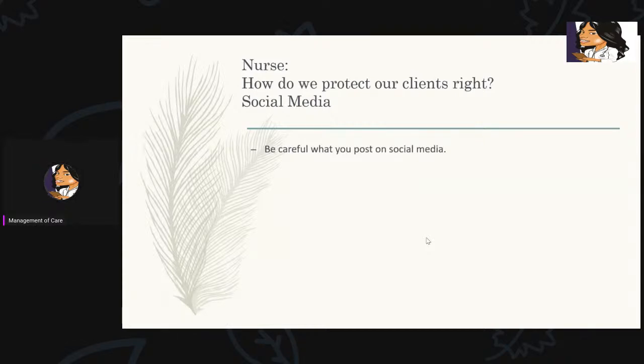Social media. We're not allowed to make comments or take pictures of our patients, or disclose our patients' health information on social media. You're not allowed to do that. So be careful what you post on social media. Okay, especially as a healthcare professional, because it can come back and bite you in the end. Some facilities have a zero tolerance policy. So you're not allowed to discuss your coworkers on social media. You're not allowed to discuss your patients on social media. So just be very, very careful about what you put on social media.